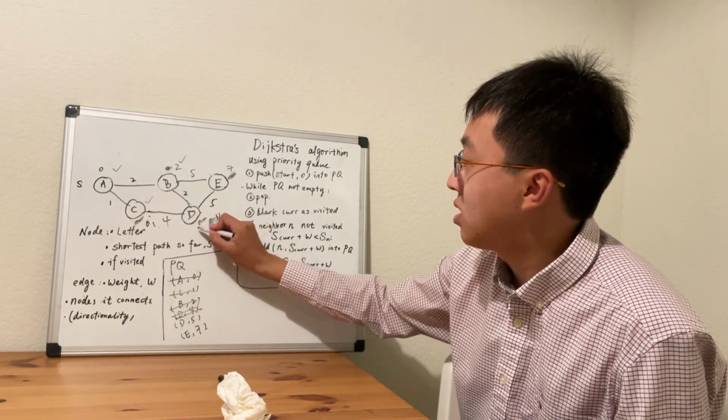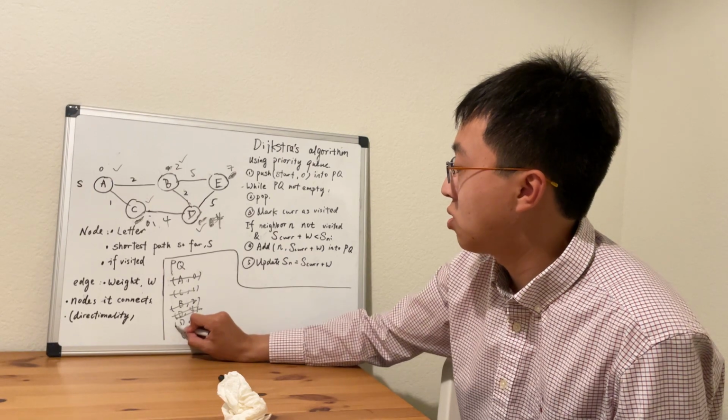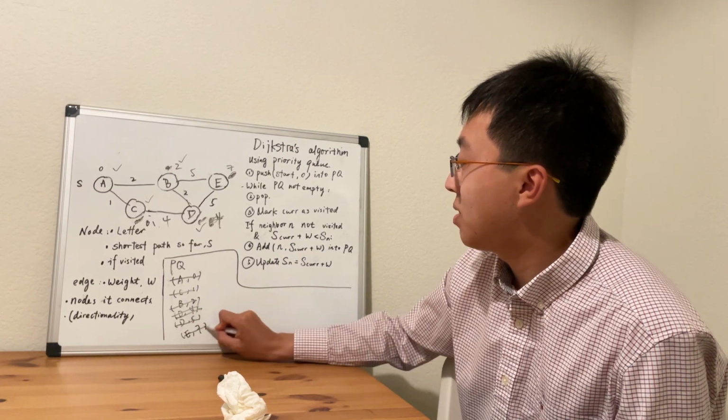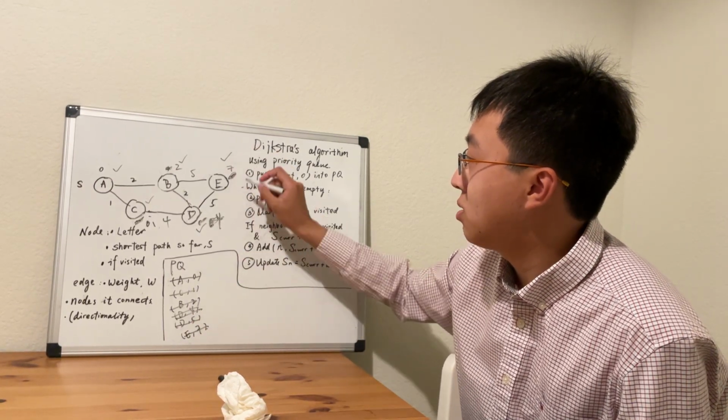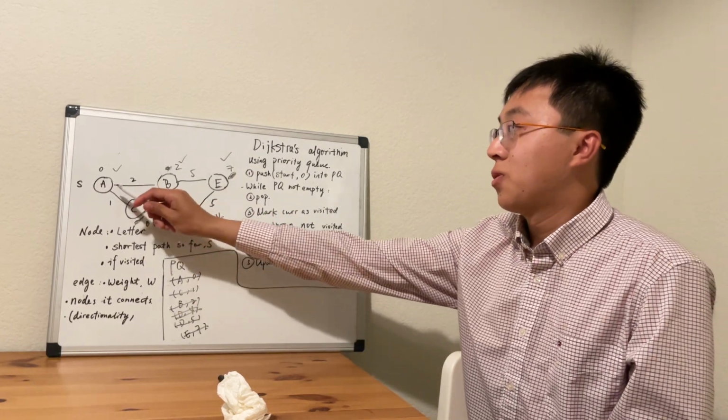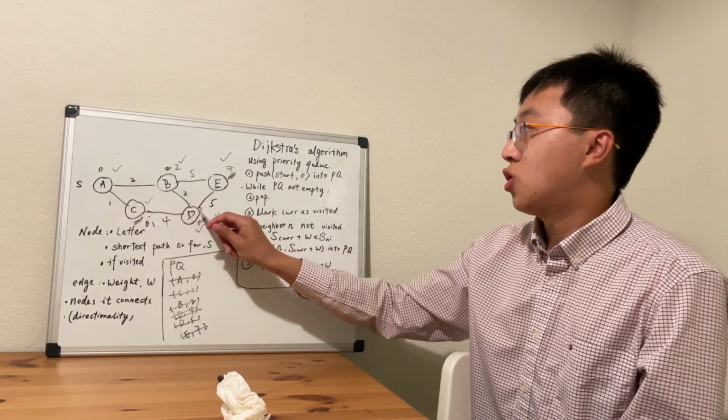And after that, we will only have D5, which is already visited, and an E7. And finally, when it's popped out, we can know the shortest path from A to every other node.